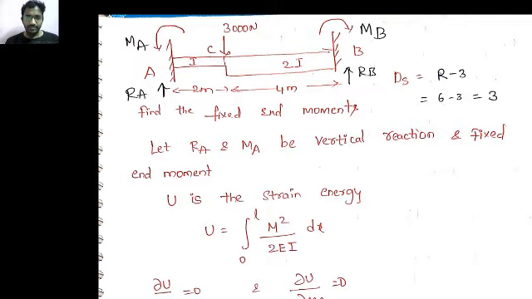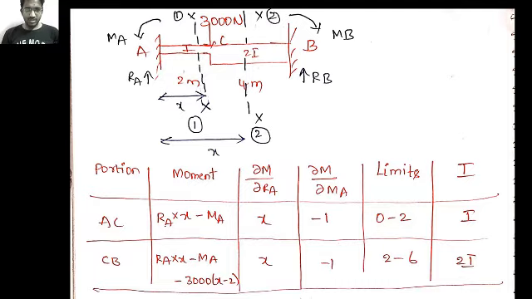Okay, so this is how I divided the problem into two sections: the portion AC and the portion CB. That's why I am mentioning first portion and second portion. While you are taking the first portion, that is AC, what is the moment at this particular x? RA into x.